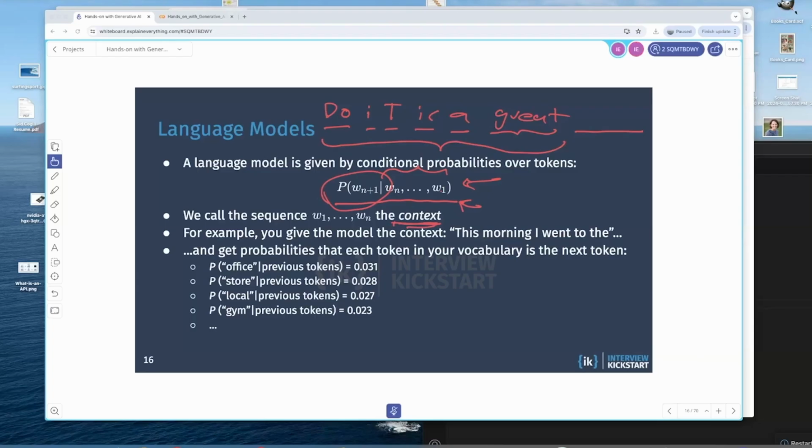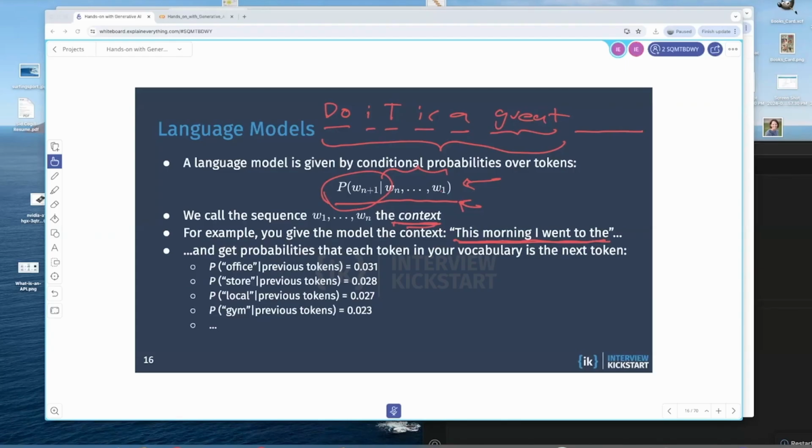Suppose the context I use is, this morning I went to the. I'm going to tokenize this, meaning I'm going to take this string and convert it into a sequence of tokens. If I had a language model, I could then pass that sequence of tokens to the language model. Those would be the ones I would condition on, playing the role of this W1 through Wn. And then my language model is going to give me probabilities for every possible next token in my vocabulary. So this is an example where I actually passed this to an actual language model.